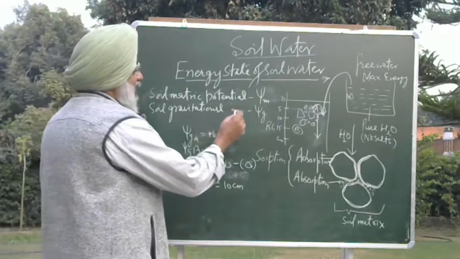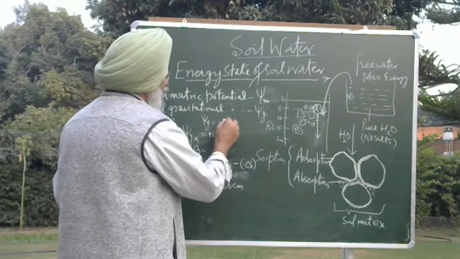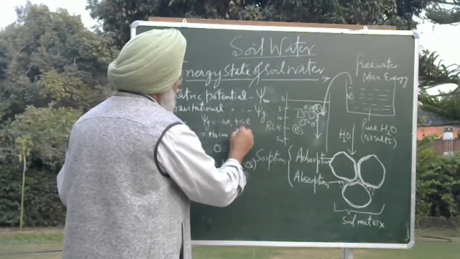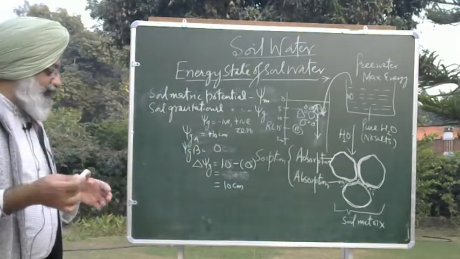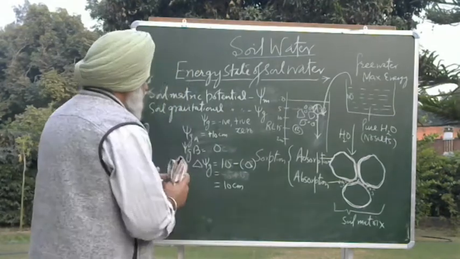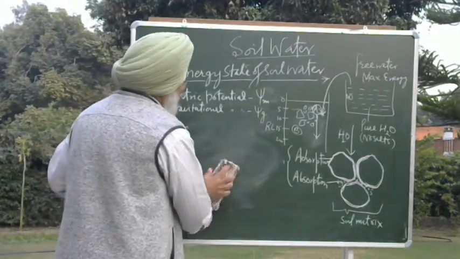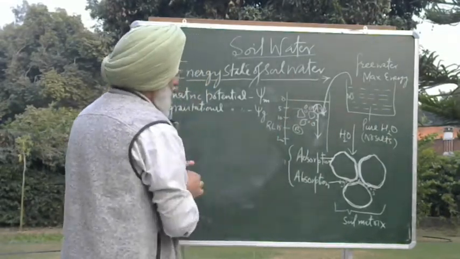So, I say that this gravitational potential can be negative, it can be positive, it can be zero. It depends upon the reference level you are selecting. So, this is another force which is acting on our water present in the soil.